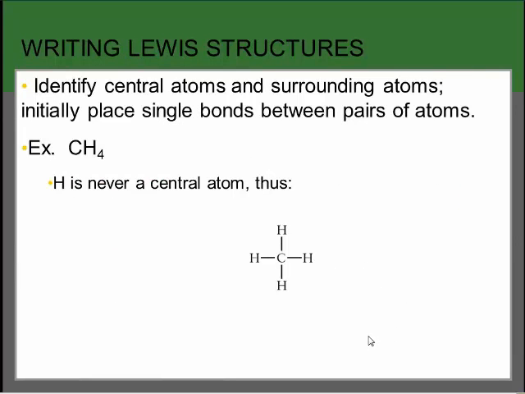So how do we write a Lewis structure? The first thing is to identify the central atoms and the surrounding atoms. And initially we'll just place single bonds between those pairs of atoms. So if we start with CH4, one of the rules is that hydrogen is never a central atom. So we'll put the carbon in the center here, and then draw bonds between the carbon and all the H's.